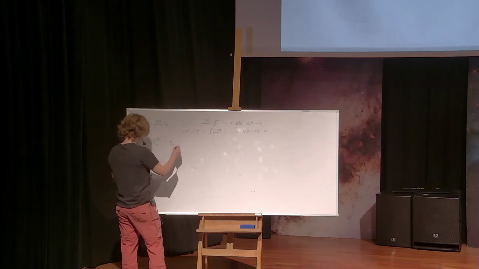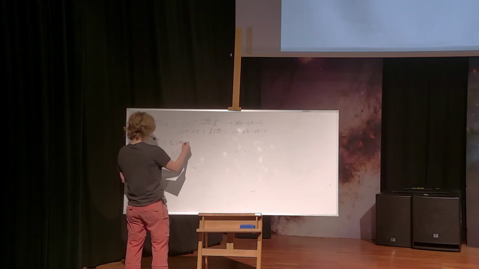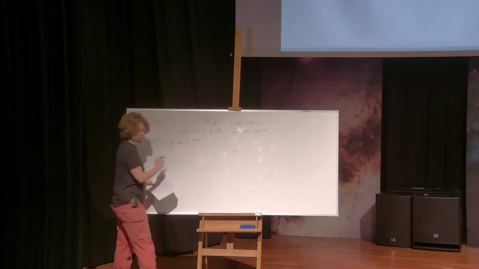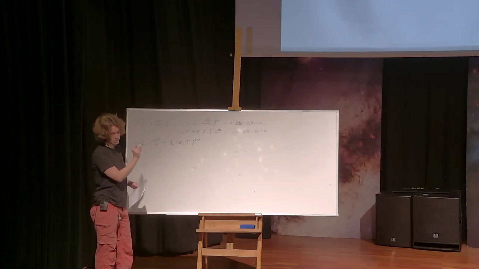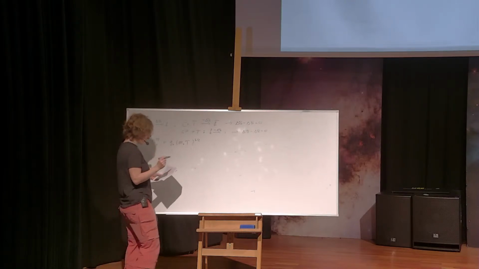Okay, so again, the degrees of freedom. I'm writing down now the Maxwell-Boltzmann distribution, so I'm assuming this is a massive particle, but you could also write down Fermi-Dirac or Bose-Einstein, whatever you want. I mean, the logic would always be the same.